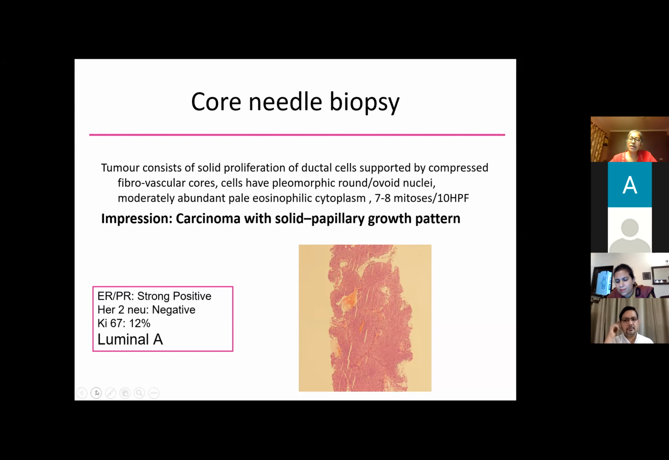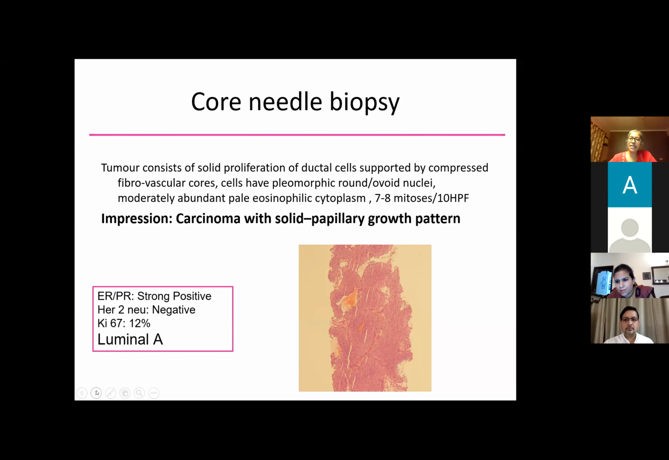Okay, I think myoepithelial cells are lacking, but it is one of these two, in which case I would suggest wide excision and just a sentinel node biopsy. There's nothing more required because the malignancy, I think that part should be okay. Though I don't have a higher power view, but I think this is what it is.